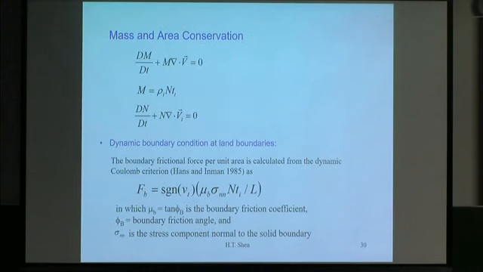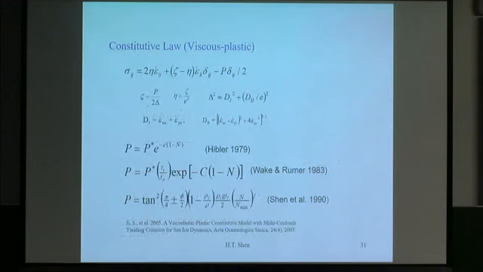Then, of course, we need other equations, so we have the same number of unknowns and equations. And we need to have the boundary effect from the river bank, the friction. Now, the constitutive law at the beginning, whether it's in lake ice or in sea ice, we all use this viscous plastic model.